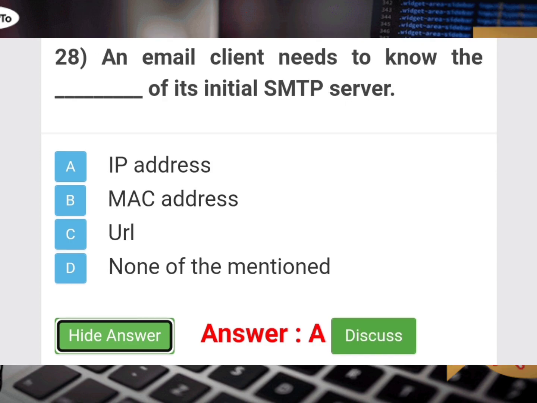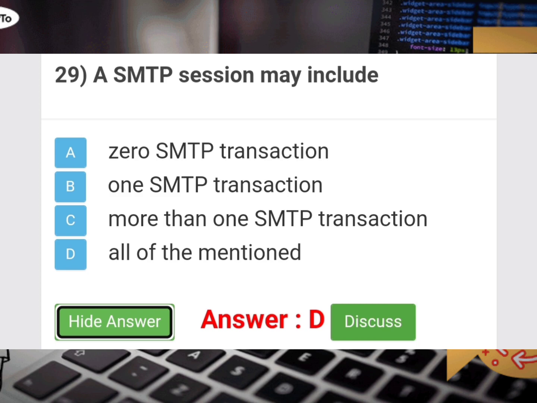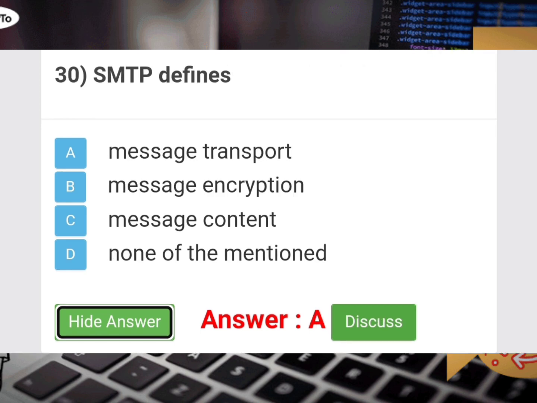An email client needs to know the dash of its initial SMTP server. Answer A, IP address. A SMTP session may include, answer D, all of the mentioned. SMTP defines, answer A, message transport.